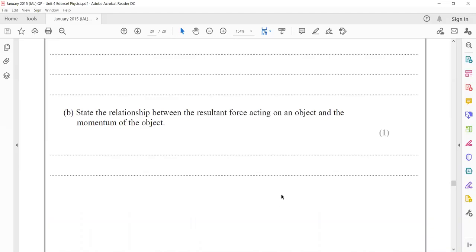State the relation between the resultant force acting on the object and the momentum of the object. How do you relate momentum with resultant force? Or how can you relate change in momentum with resultant force? If you apply a greater resultant force, then will the change in momentum be small or large? Large. So a greater change will occur. So the resultant force is directly proportional to the change in momentum.